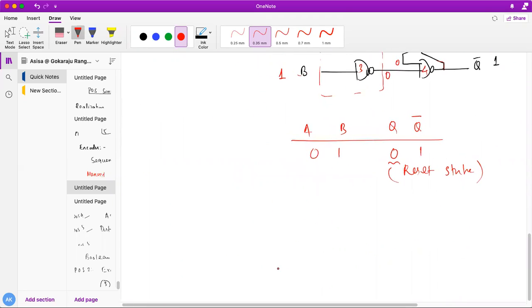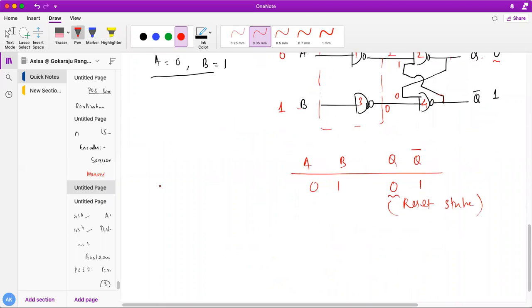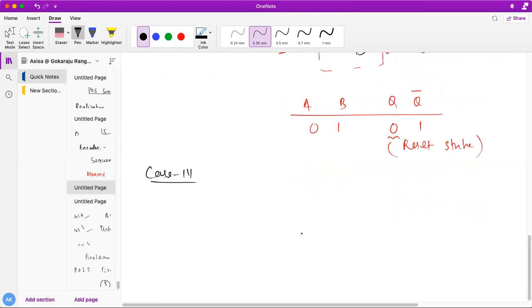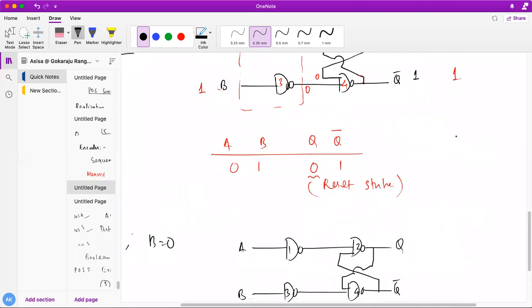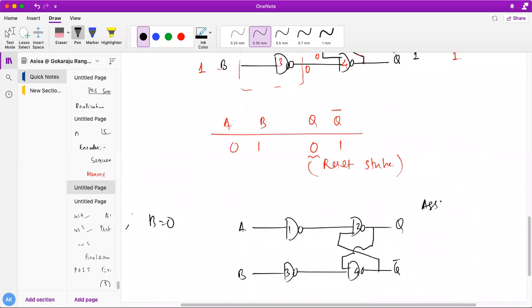Now tell me case number 3. In my case number 3, I am going to take A equal to 1 and B equal to 0. The circuit is the same circuit I am analyzing, 4 NAND gates. Third and fourth NAND gates are cross coupled to each other. This is my A, this is my B, and these are my 1, 2, 3, and 4. This is Q bar. Initially my fundamental assumption is this is 0 and this is my 1.